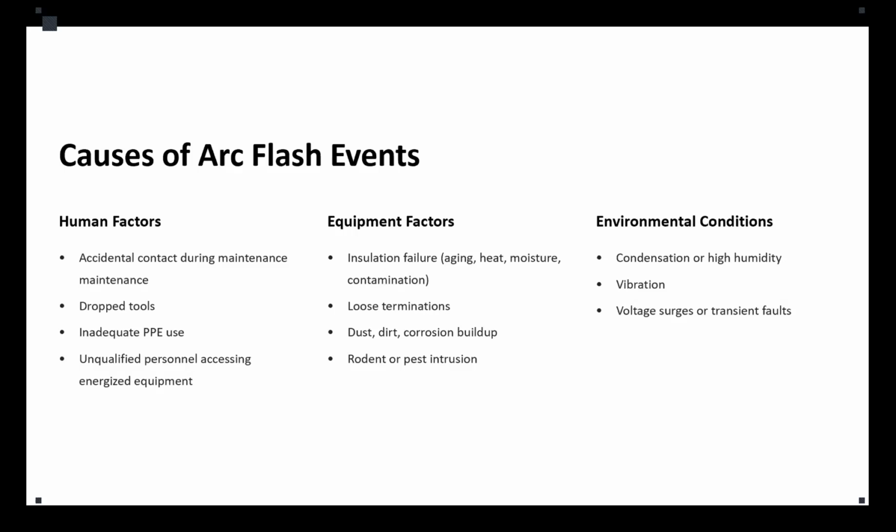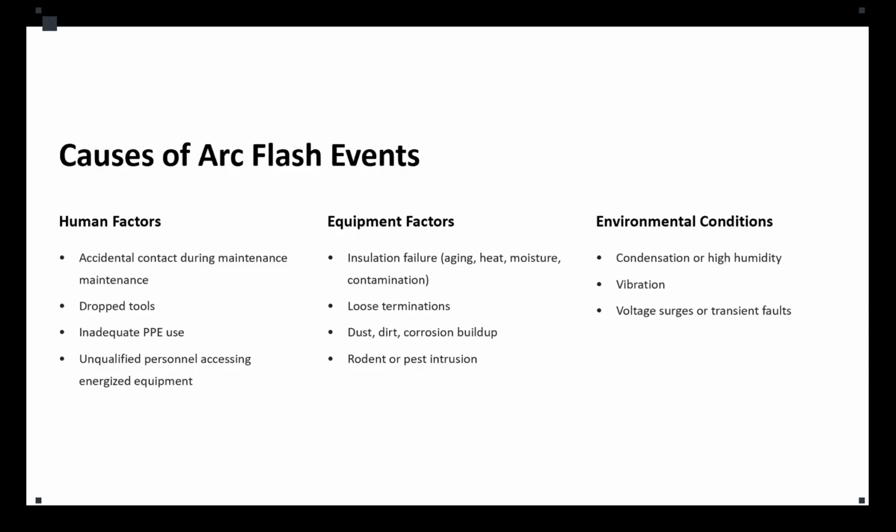Understanding the causes actually allows us to move from reacting to basically preventing the arc flash from happening. Arc flash can be caused by three main categories of reasons. One is human factors. The second is equipment-related causes, and the third is environmental conditions. Now, let's go a little bit deeper into those categories.